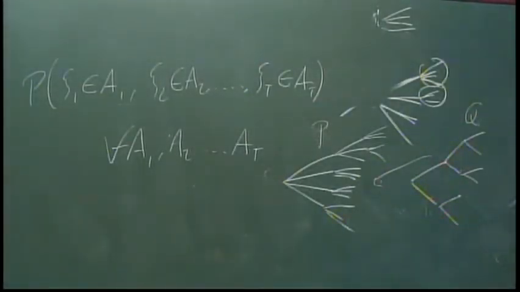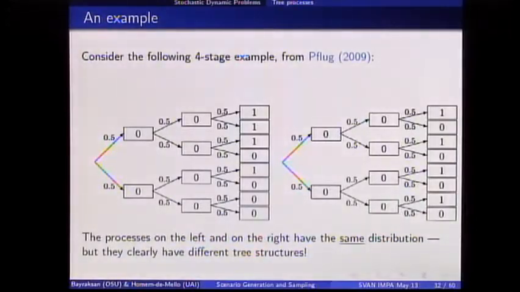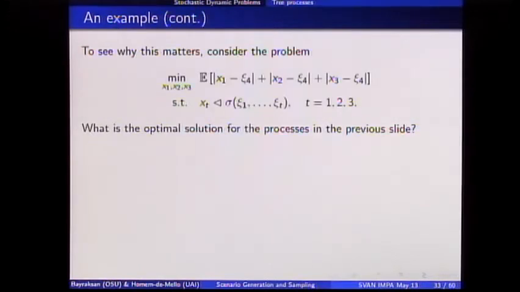In terms of probability theory, the way people define distribution of processes, they have the same distribution. Probabilistically speaking, this is equal to that. If you just look at the probabilities, they are indistinguishable. They are the same process from the perspective of probability theory. But clearly they have different structures. The tree structure here is different from the tree structure there. Why does that matter?